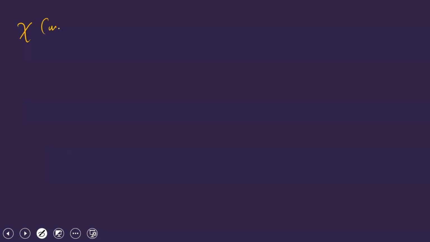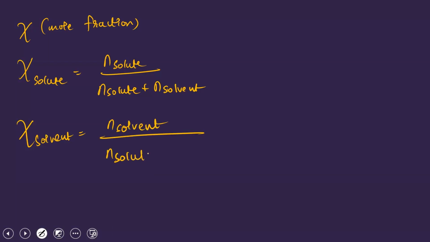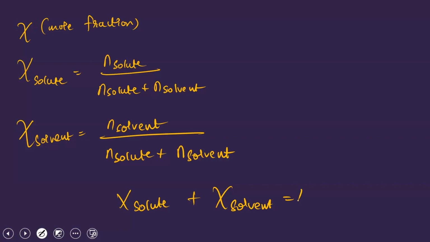I'll introduce to something called what? Mole fraction. So mole fraction of solute is equal to number of moles of solute by number of moles of solute plus number of moles of solvent. Similarly, mole fraction of solvent is equal to number of moles of solvent by number of moles of solute plus number of moles of solvent. So mole fraction of solute plus mole fraction of solvent is equal to 1.